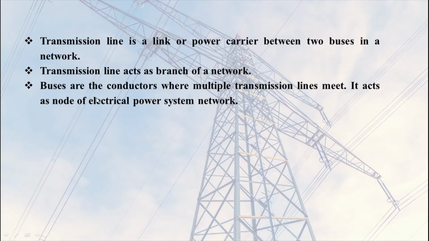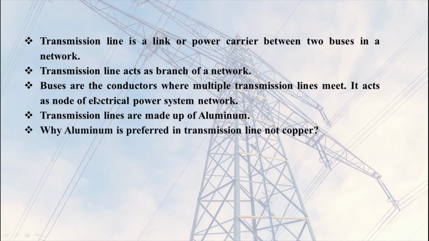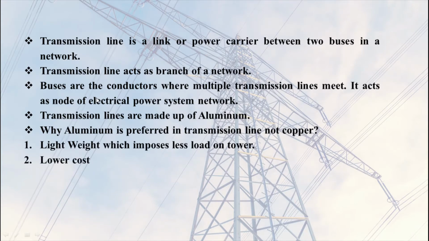These transmission lines are made up of aluminium. We know that copper is a better conductor than aluminium, but why are transmission lines made up of aluminium? The reason for this is, first reason is aluminium is lightweight, so it imposes less burden on tower. Second reason is aluminium is cheaper than copper. And third and weird reason is aluminium has more resistivity.